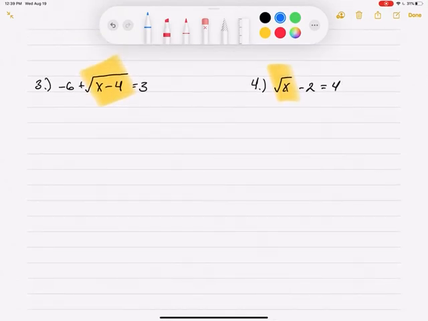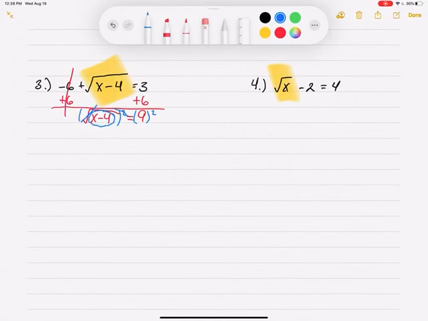In example 3, I have the square root of x minus 4, and that's what I want to get by itself. So to do that, I need to move the negative 6 by adding 6 to both sides. My 6's will cancel, and I have the square root of x minus 4 is equal to 9. Again, to get rid of the radical, I would square both sides. This is going to cancel out the radical.